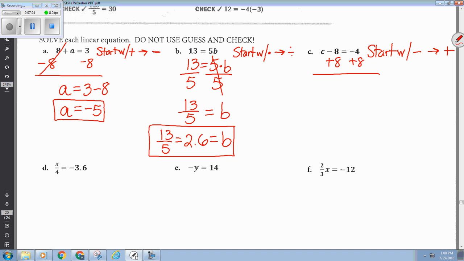So negative 8 and positive 8 are opposites, so they drop out. So C is equal to negative 4 plus 8. So C is equal to 4. So again, if you know your opposites, it makes everything that much easier.